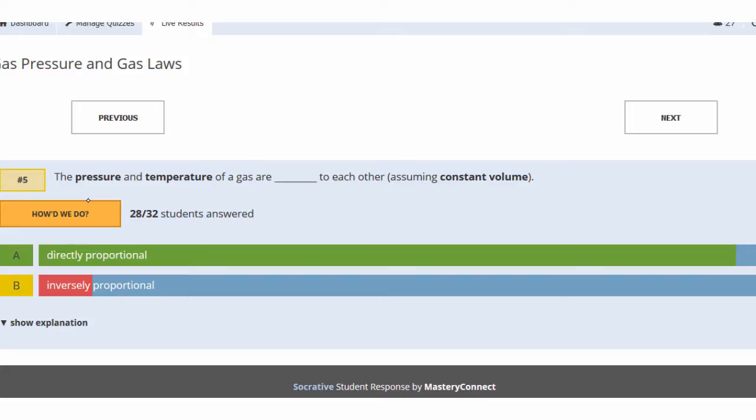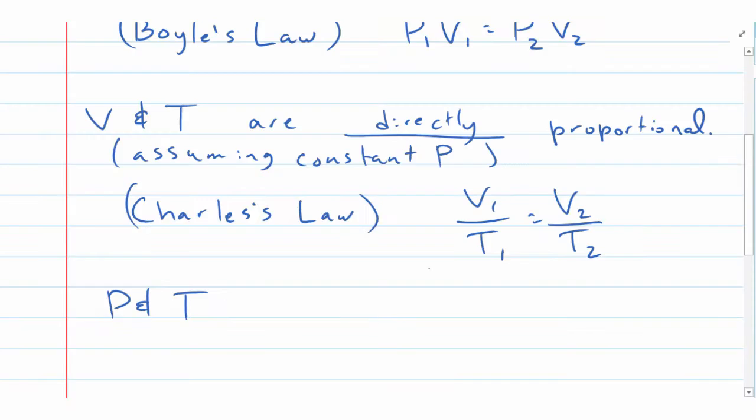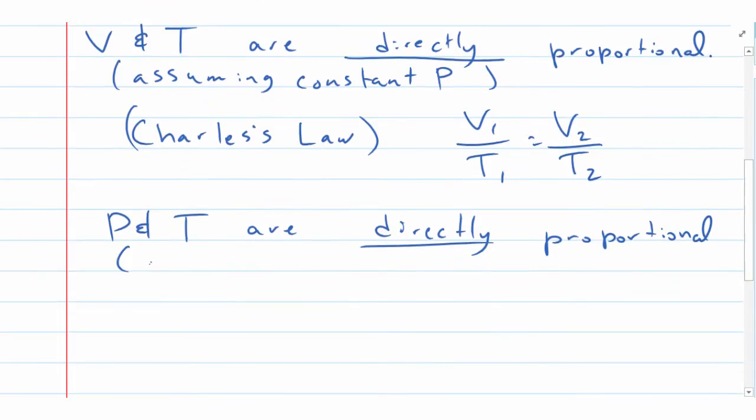That's because as the temperature went down, the pressure went down. When the temperature went up, then the pressure went up as well. And they're related through a direct proportion. And so what we say then is that P and T are directly proportional. Of course, we had to make an assumption here, and this is that we are assuming that there's a constant volume.